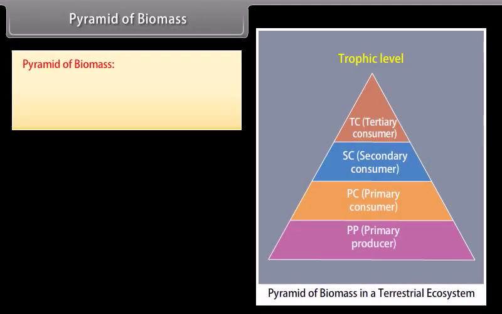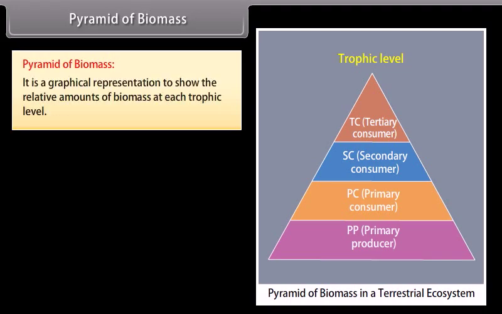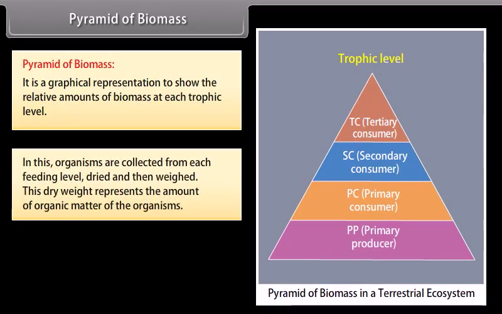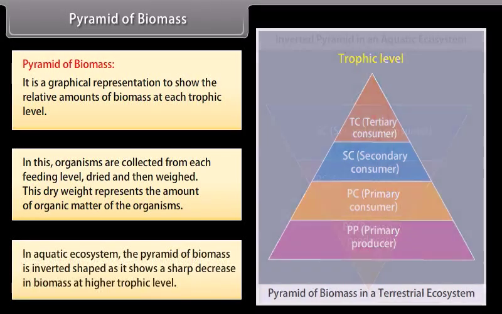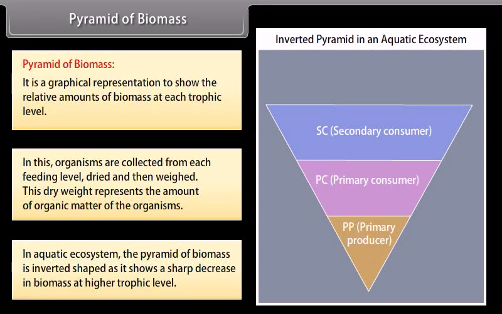Pyramid of biomass. It is a graphical representation to show the relative amounts of biomass at each trophic level. In this, organisms are collected from each feeding level, dried and then weighed. This dry weight represents the amount of organic matter of the organisms. In aquatic ecosystems, the pyramid of biomass is inverted as it shows a sharp decrease in biomass at higher trophic levels.